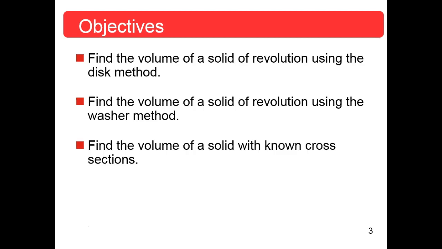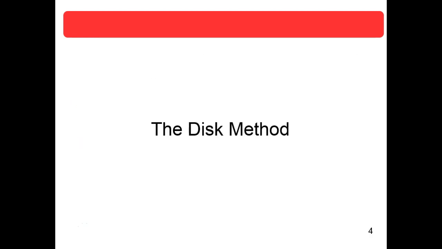We'll find the volume of a solid of revolution using the disk method, okay? We'll find the volume of a solid of revolution using the washer method, which is very similar to the disk method, only different. And we'll find the volume of a solid with known cross sections. Okay? Which is basically doing some of the same. So let's start with the disk method.